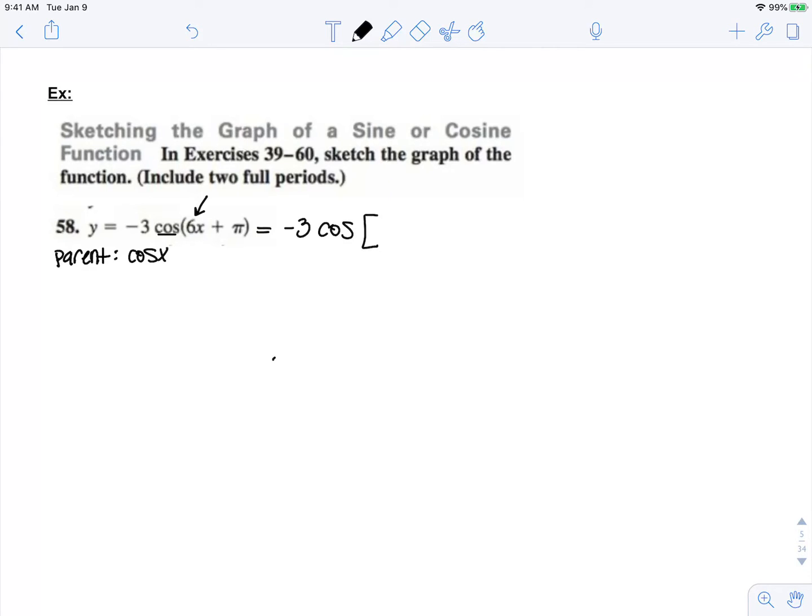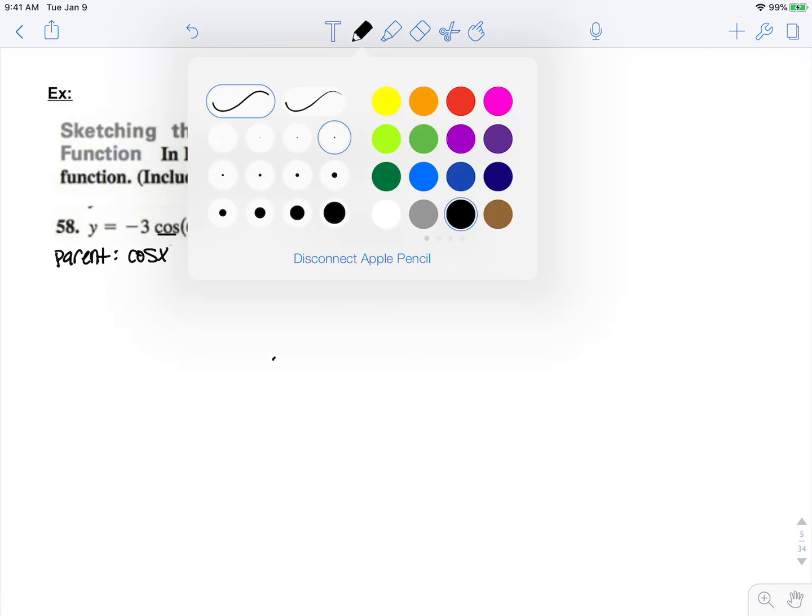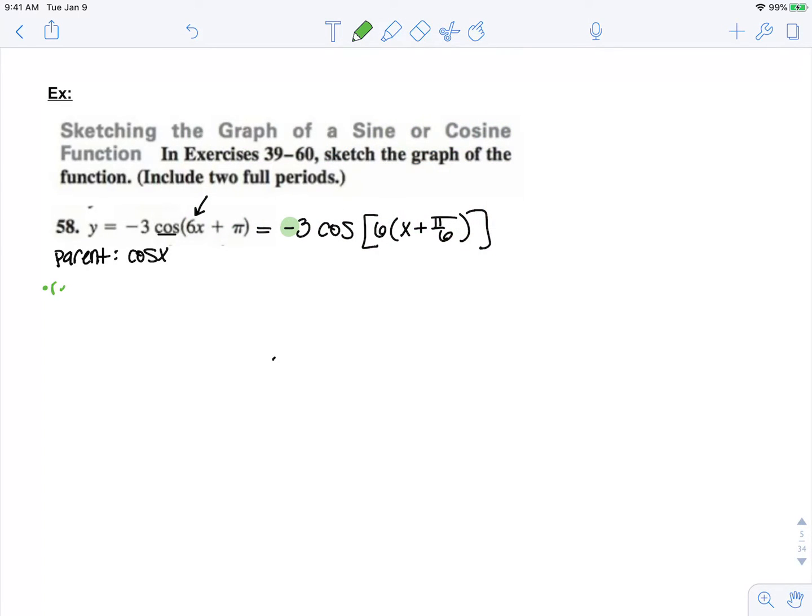I'm going to open up brackets. Factoring out 6, that leaves x plus pi over 6. So now let's analyze this function for its transformations. First, the negative in front means that we will reflect across the x-axis.